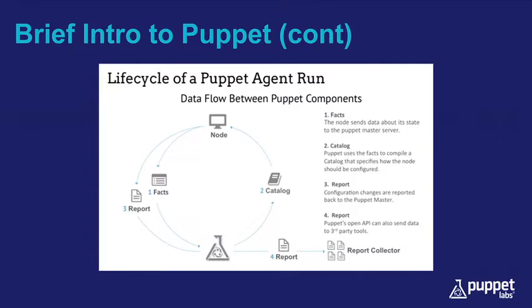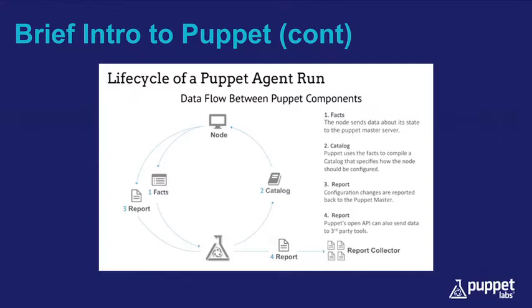And the server will then compile what's called a catalog, which is that desired state that you want this node to be in. The node then takes that catalog, compares it to its current state, and applies any changes as necessary. And generally does so in a way that's idempotent, meaning that there are no side effects. You can continue to apply the same desired configuration and not end up with other side effects.